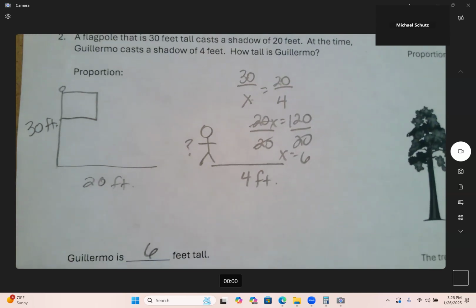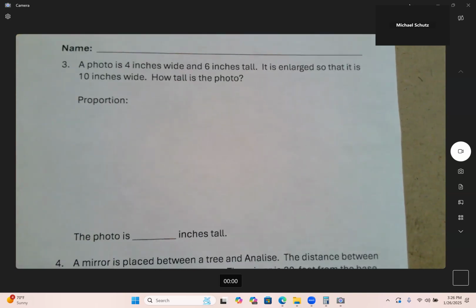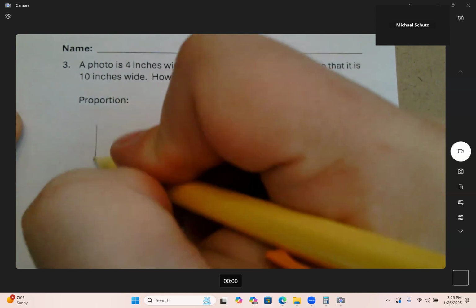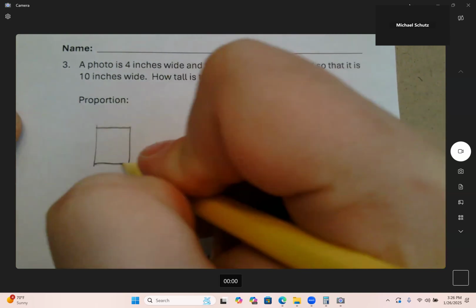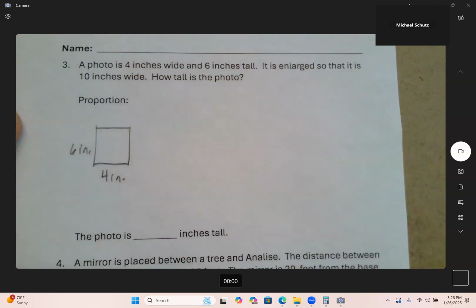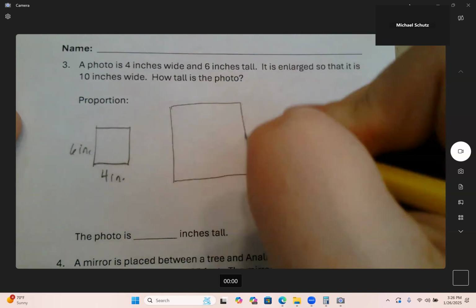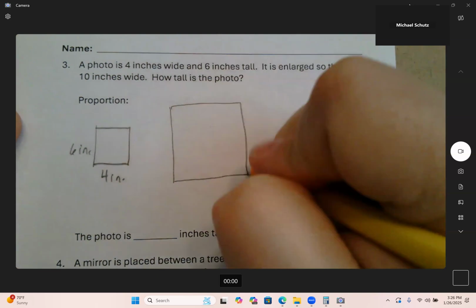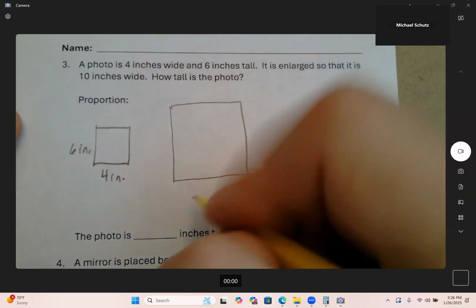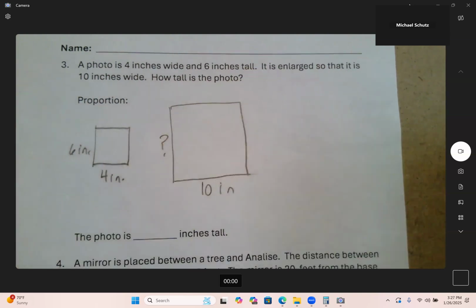Okay. Let's take a look at number 3. It says a photo is 4 inches wide and 6 inches tall. It is enlarged so that it is 10 inches wide. How tall is the photo? So here's the original photo, 4 inches wide, 6 inches tall, like that. We're enlarging the photo. It's 10 inches wide, and I don't really know how tall the new photo is going to be.